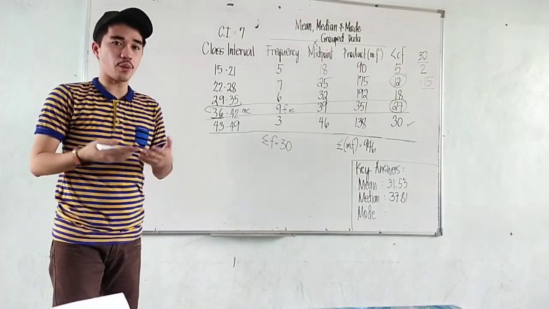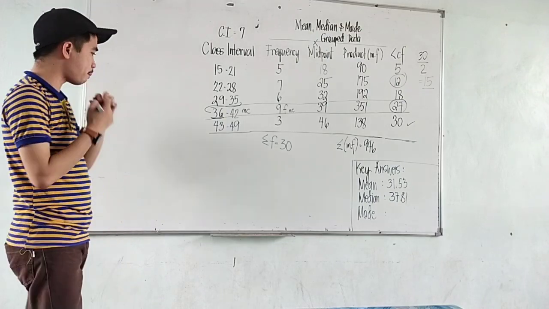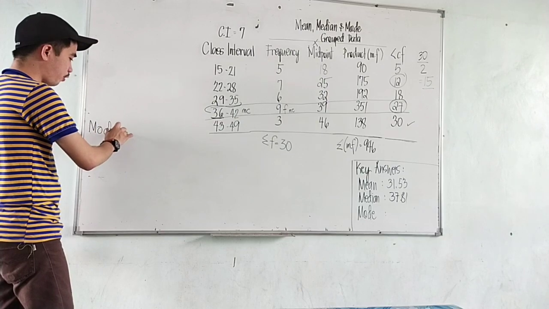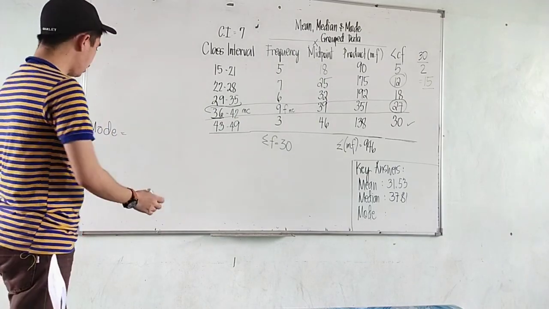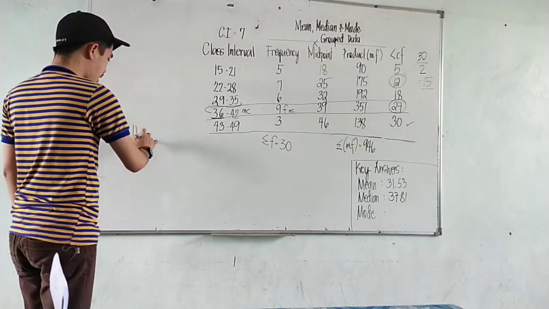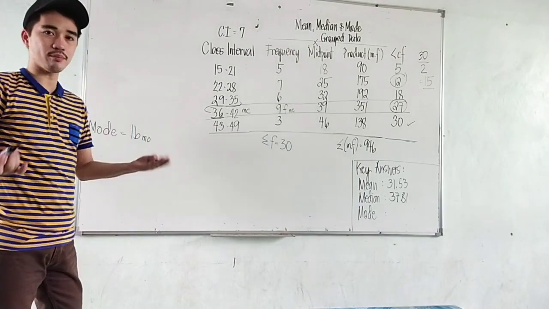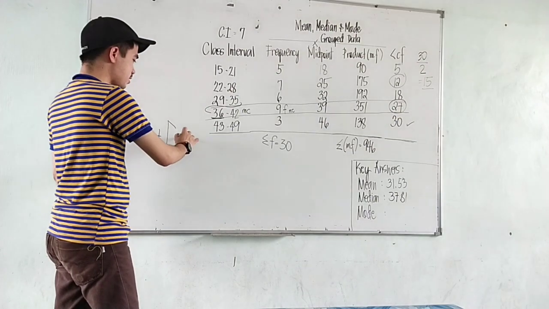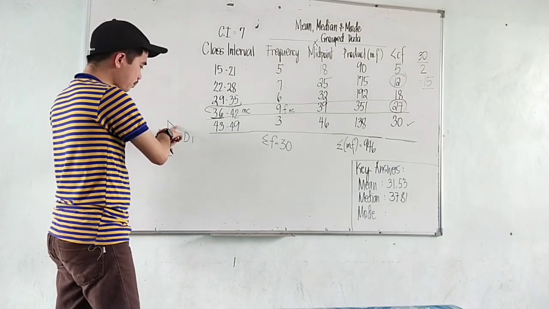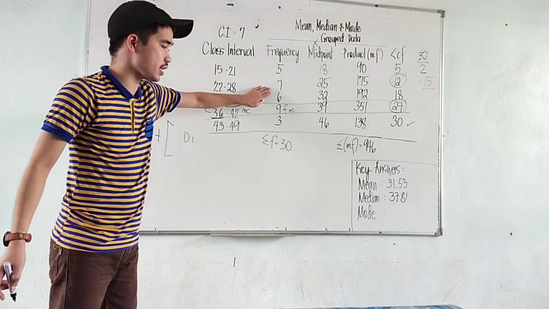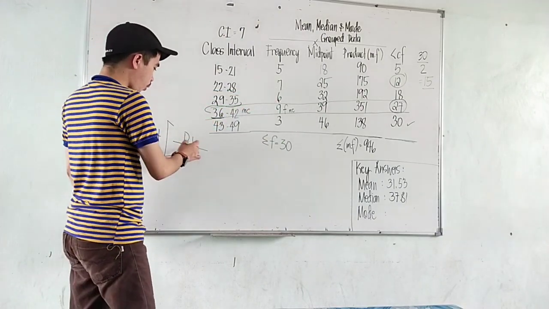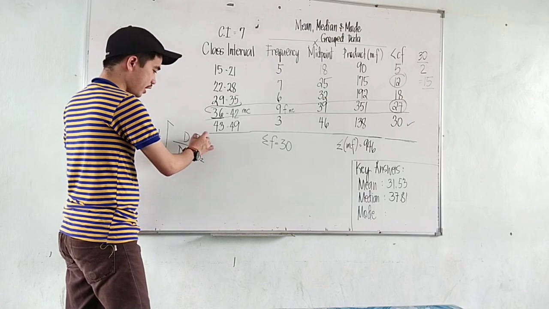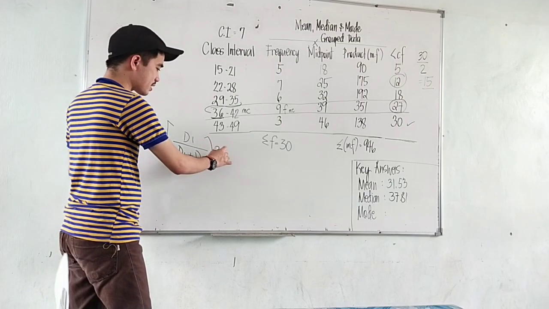Okay, last is our mode. Okay, so present ko sa inyo ang ating formula for the mode. So here we have also the lower boundary of the modal class. Okay, modal naman po ang tawag natin. Plus distance 1. So ang pagbabasa po natin sa loob ay ang ating frequency. Distance 1 over distance 1 plus distance 2. Okay, so times class interval.